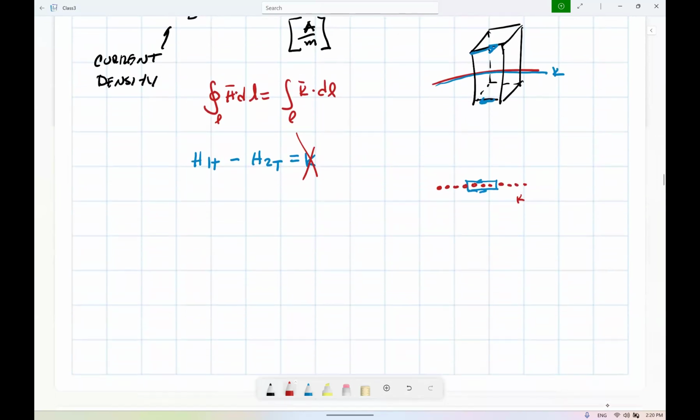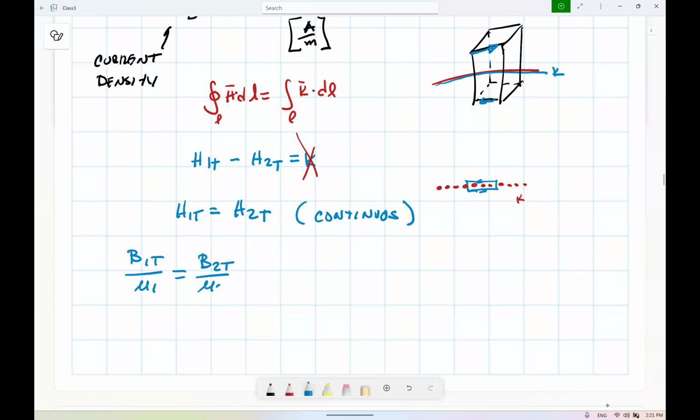But I am not going to use it. I am just going to say that H1 tangential equals H2 tangential. It is continuous, right? And if I were to use B, the magnetic flux density, B1 tangential over mu1 equals B2 tangential over mu2. Okay, so I will write this equation, B2 tangential equals mu2 over mu1 times B1 tangential.